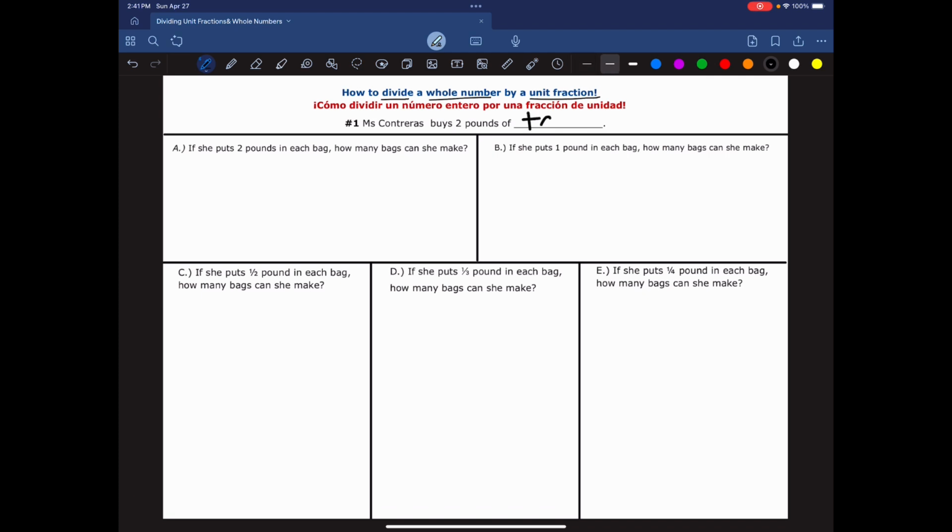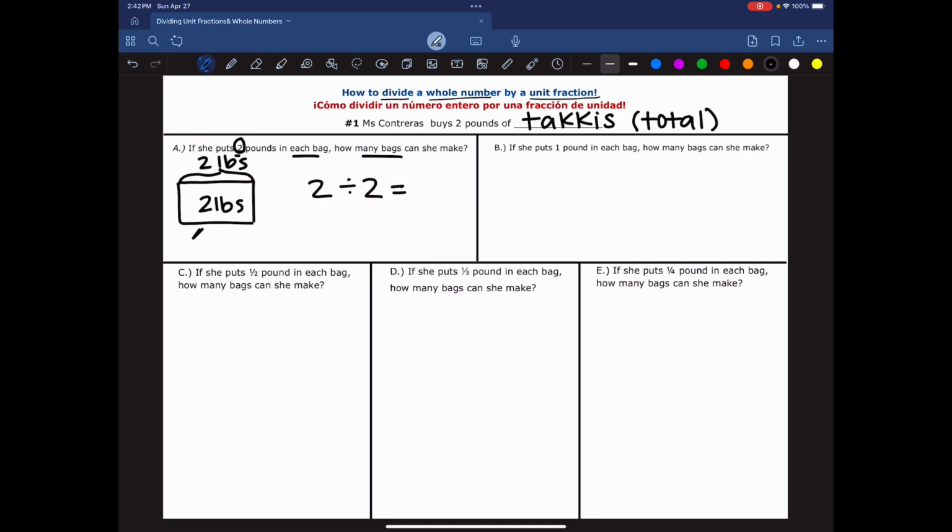Number 1. Miss Contreras buys 2 pounds of Takis. 2 pounds is my total amount. If I put 2 pounds in each bag, how many bags can I make? Since 2 pounds of Takis is my total, and I'm putting 2 pounds in each bag, that means I'm dividing 2 divided by 2, which means I can make 1 bag, because 2 divided by 2 is 1.